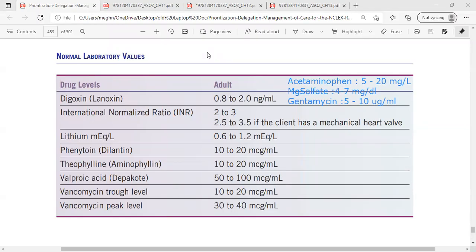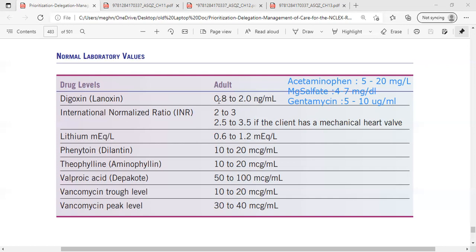Here, let me explain the normal laboratory values of drug levels. We call it the therapeutic index. The first one is digoxin. Digoxin, another name is Lanoxin. Digoxin is a cardiac medication, right? Digoxin's therapeutic index is very narrow. Its normal range should be 0.8 to 2.0 nanogram per dL.